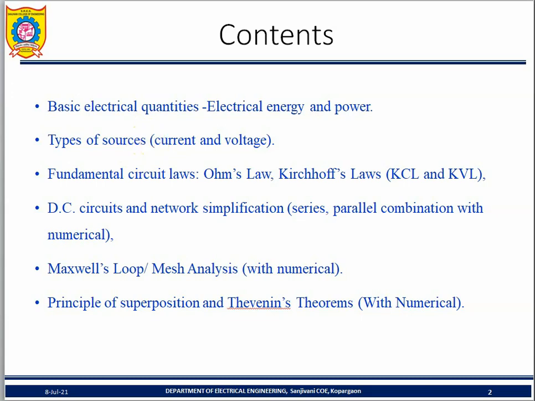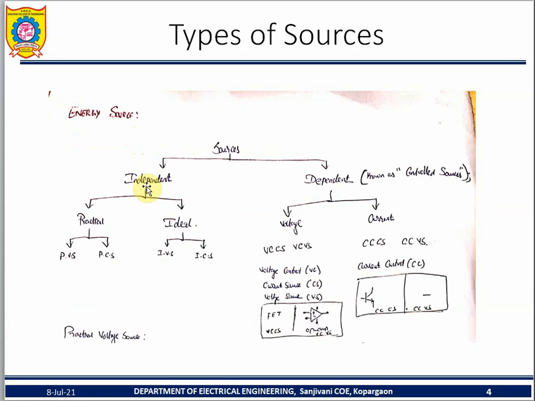After that, sources are further classified into independent and dependent. Independent source, dependent source. A dependent source is nothing but a controlled source. An independent source is further classified into practical source and ideal source. Ideal source means full efficiency. Practical source means slight drop. Each one is further classified into voltage source and current source: practical voltage source, practical current source, ideal voltage source, ideal current source.